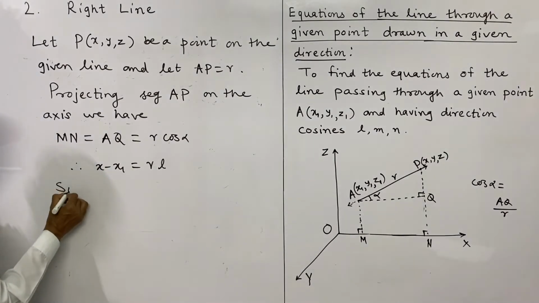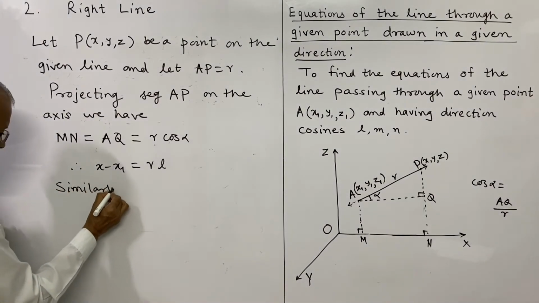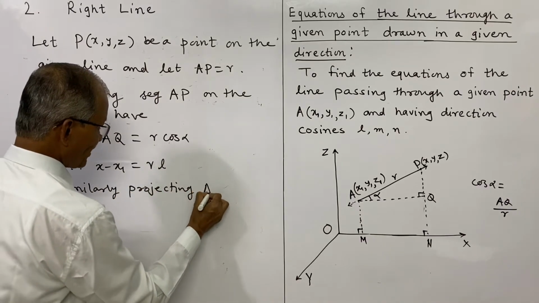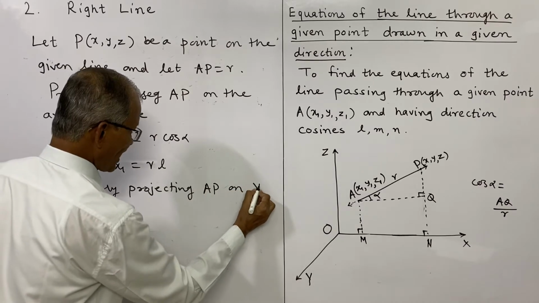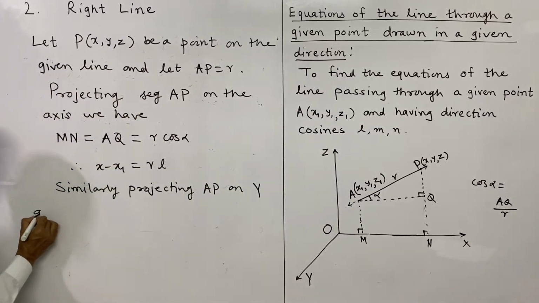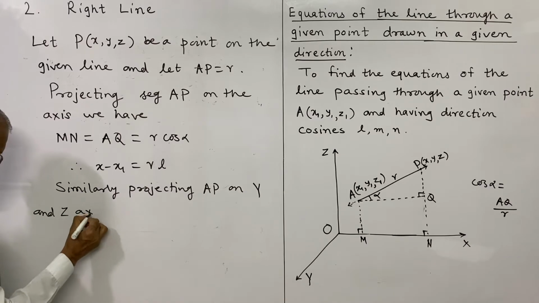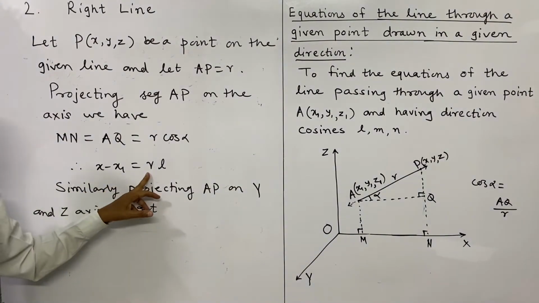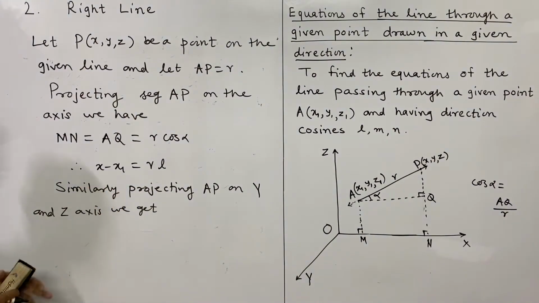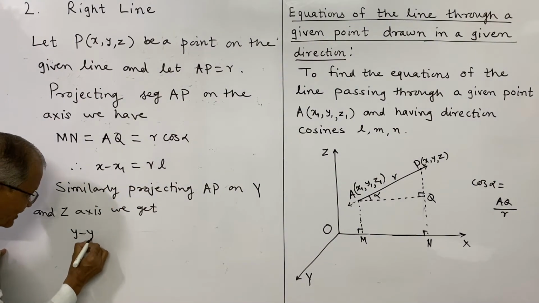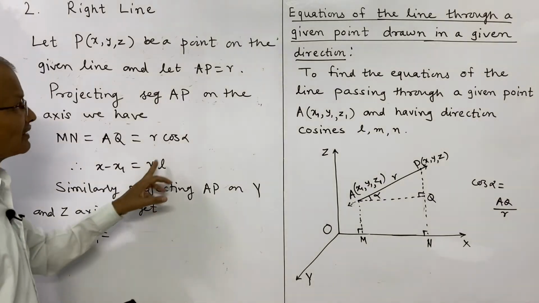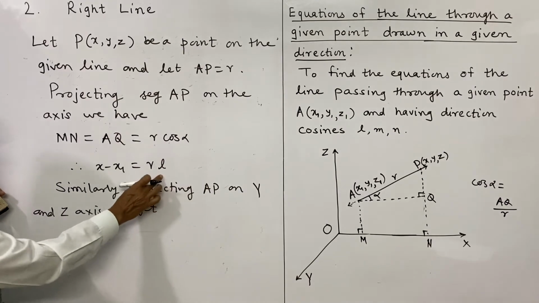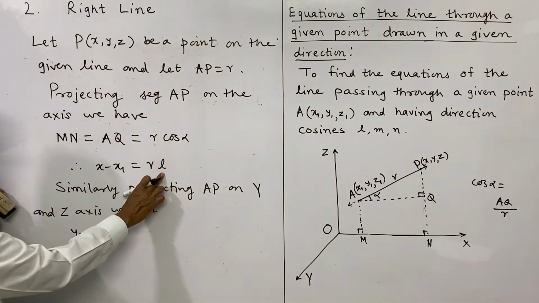Similarly, projecting AP on the y and z axes, we get exactly similar results. The projection on the y-axis gives y minus y1 equal to r times, since the length r is fixed, and now the direction cosine will be m here.